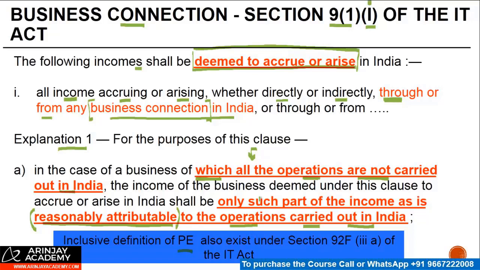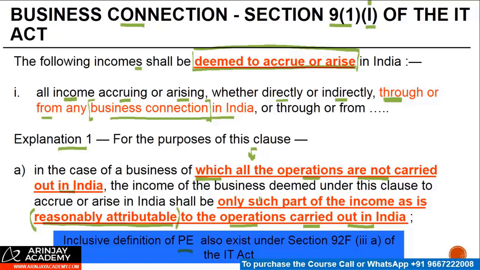So if, say for example, this agent who's working in India would have been the only business activity which the non-resident was carrying out, how much profit would he make? And that allocation has to be done in many cases by use of transfer pricing methods, by finding out other companies who have similar businesses and things like that. But whatever is reasonably attributable to the operations carried out in India, only that income will be treated as accruing or arising in India, deemed to accrue or arise in India through that business connection.